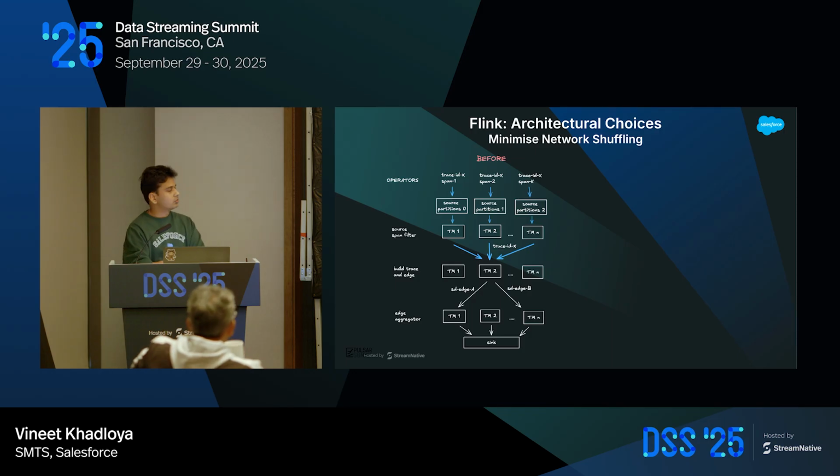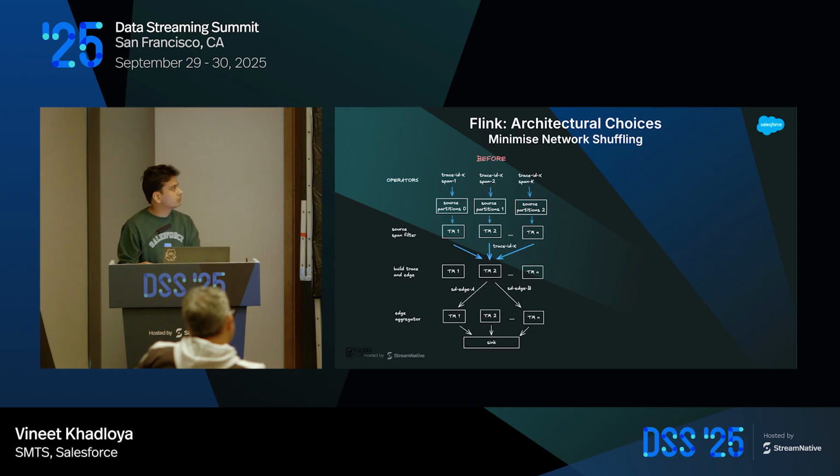Different task managers consume from different Kafka partitions. And since the spans were on different partitions, during runtime, Flink was forced to perform expensive network shuffling operations for the spans to reach the right task managers. This process was consuming a lot of network bandwidth and CPU cycles. And the result of this was a very unstable and high latency pipeline.